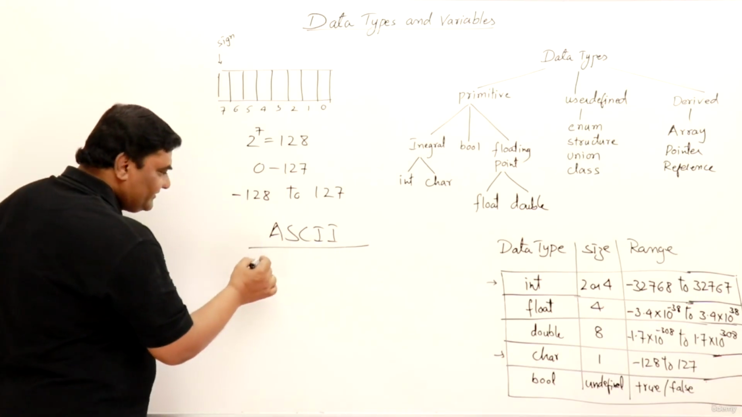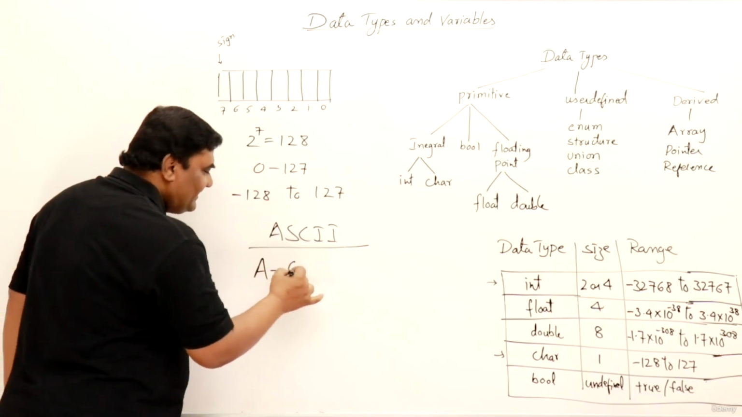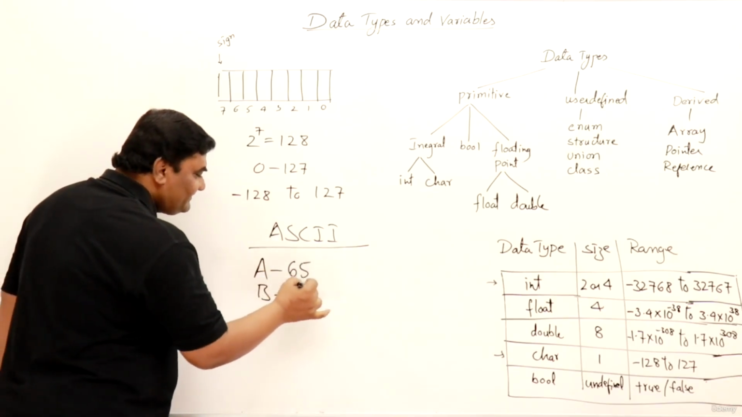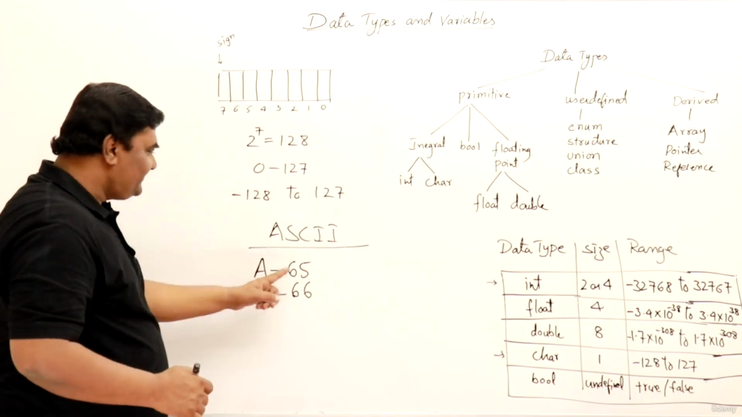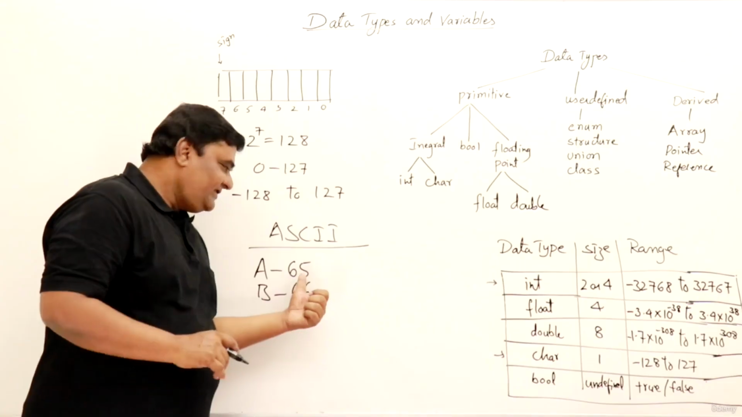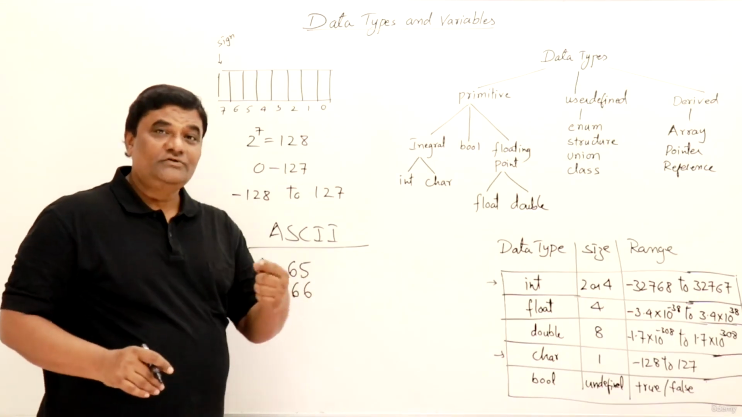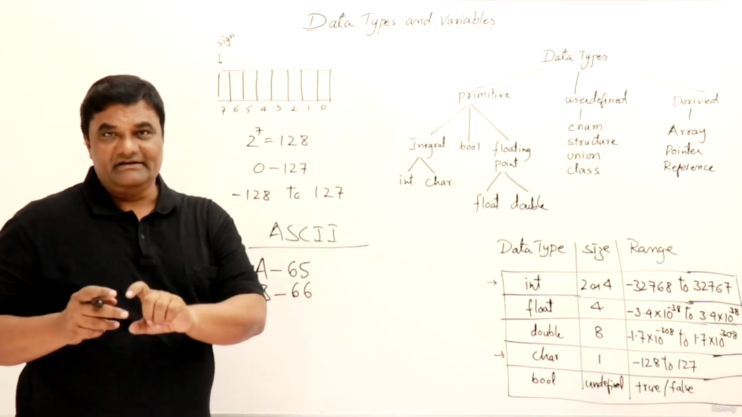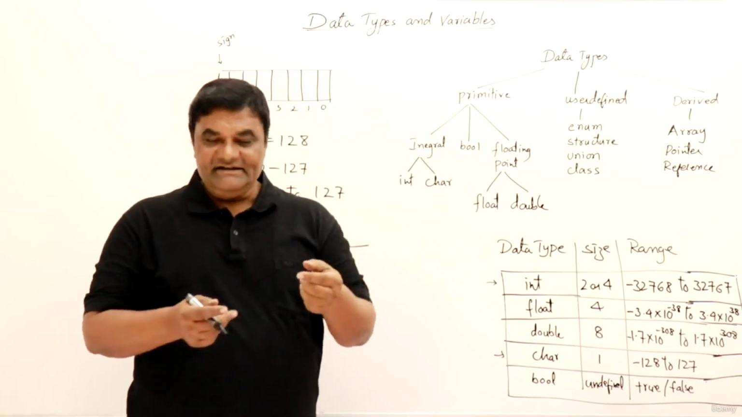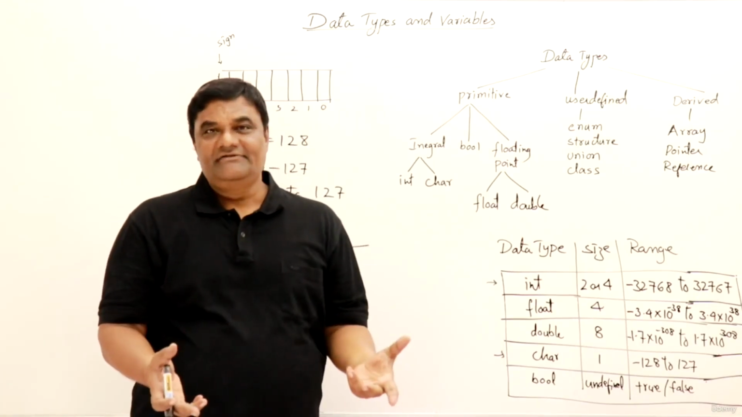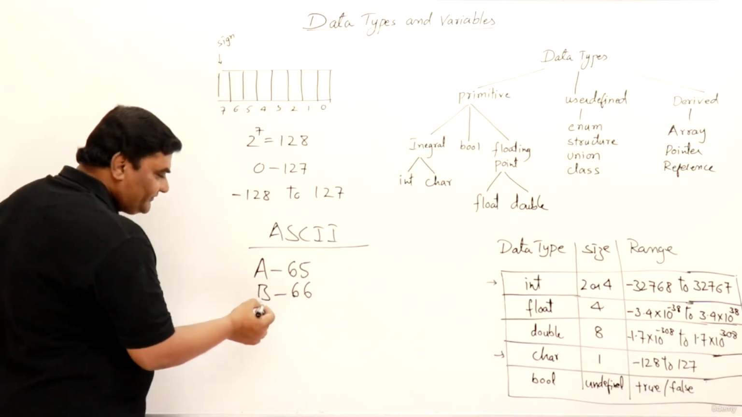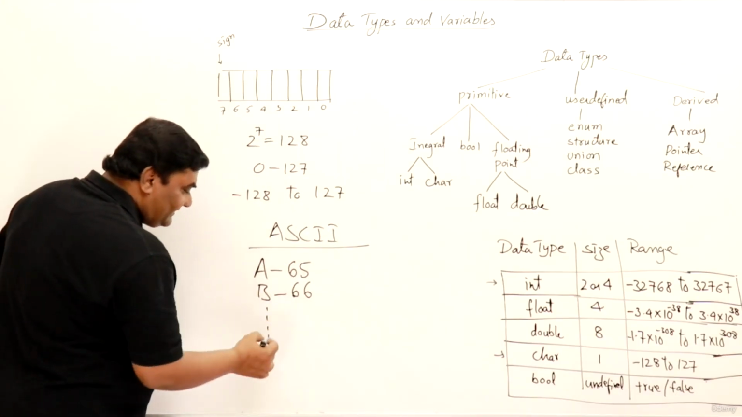So what are those codes? Capital A is represented as 65, and B is represented as 66. So a number is used for representing a character. Now, if you see this number 65, if you say it is a character, it means it is A. So only on the screen the printing will be done as A, but inside the memory it is 65. It's in binary form. That's how the codes are used for representing characters.